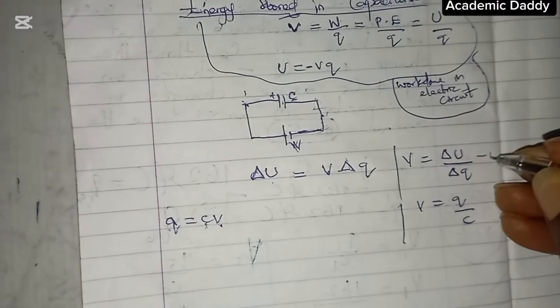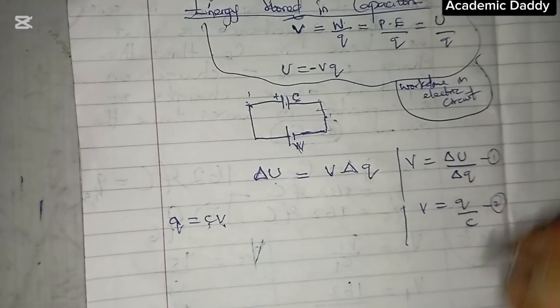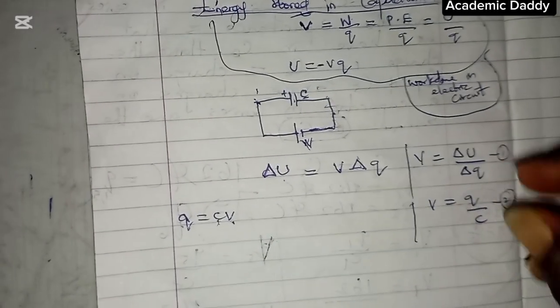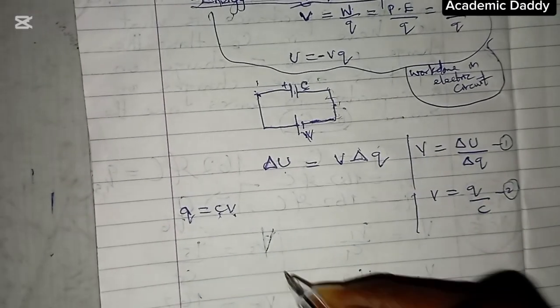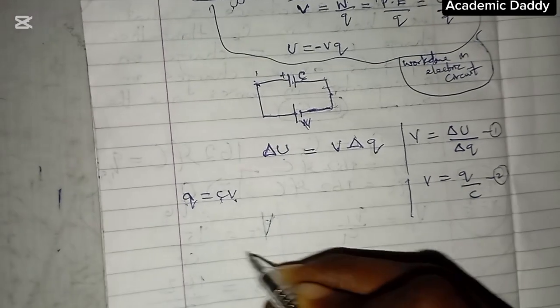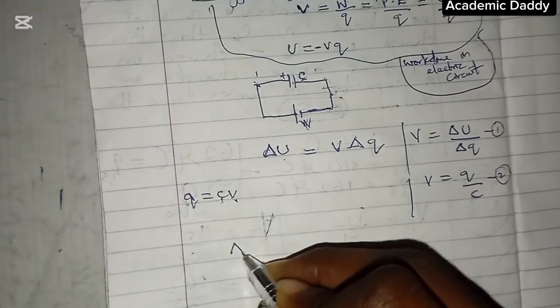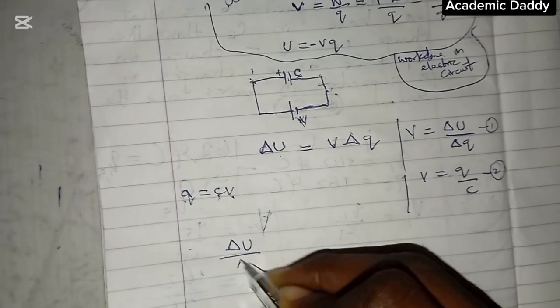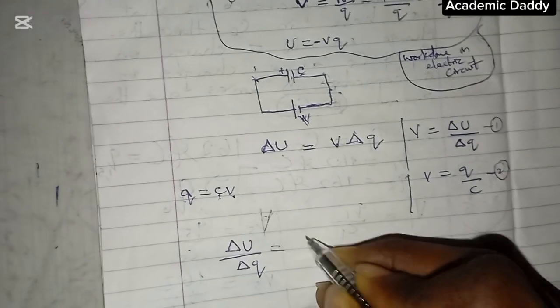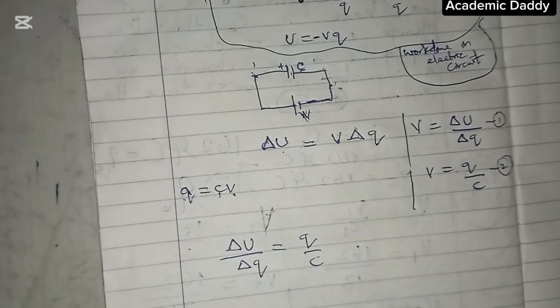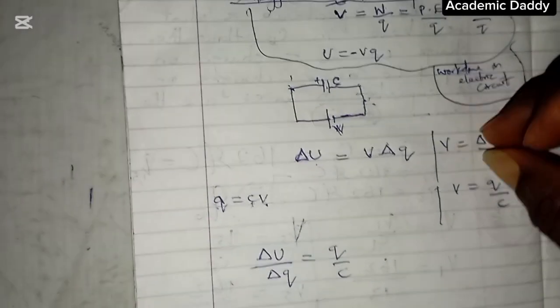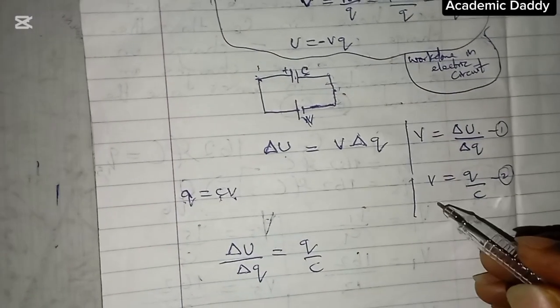So we are going to compare these two. Let's say I call this equation 1 and this equation 2. So let me substitute this for V, so that I now have change in U all over change in Q is equal to Q over C. So I just substituted this one for V.